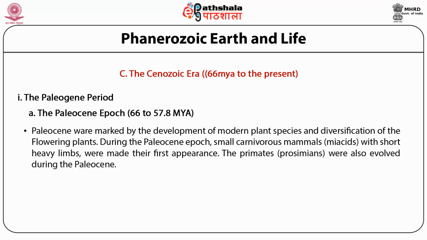So the Paleocene is marked by a cooler and drier climate. It was marked by the development of modern plant species and diversification of flowering plants, along with the first appearance of carnivorous mammals and primates, the prosimians.